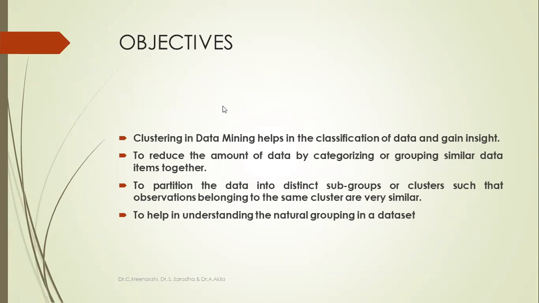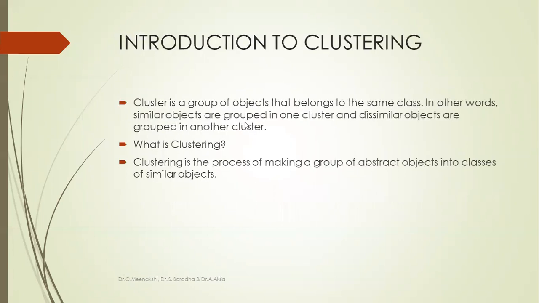So let us first see what is meant by clustering. It helps in classification. Clustering majorly helps in classification, and it reduces the amount of data by categorizing and grouping similar items together. It also helps to partition the data into distinct subgroups or clusters such that observations belonging to the same cluster are very similar. This is the base objective of clustering.